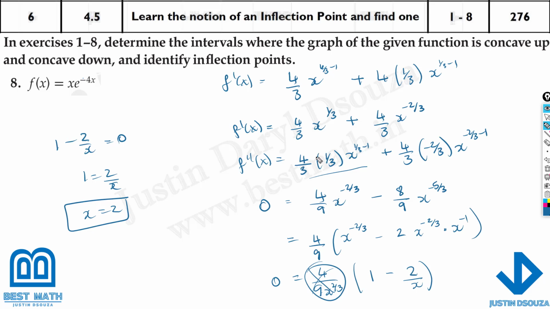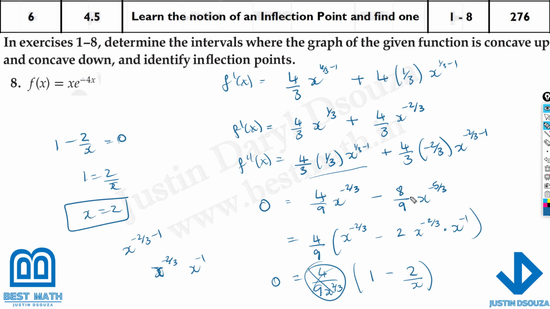Next, what we do is we multiply all the numbers. 4/3 times 1/3 is 4 by 9. Here 4/3 times minus 2 by 3 is minus 8 by 9. What about the powers? 1/3 minus 1 is minus 2/3. Here you can leave it like this, minus 2/3 minus 1. Since the base is the same, you can write it as x to the power minus 2/3 minus 1. You can write it like this as well. Or if you put this in the calculator, you're going to get negative 5/3.